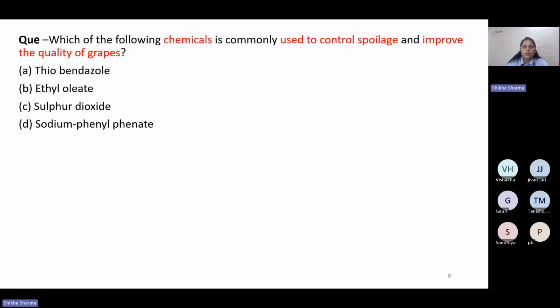Which of the following chemicals is commonly used to control spoilage and improve the quality of grapes? So there are these four chemicals: thiabendazole, and second is ethyl formate.